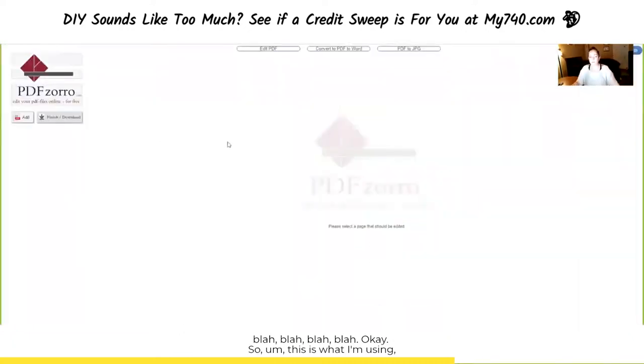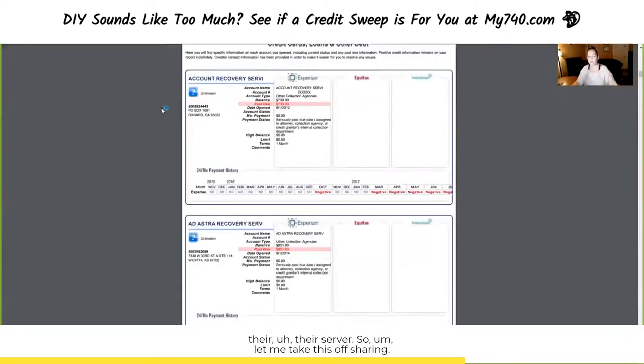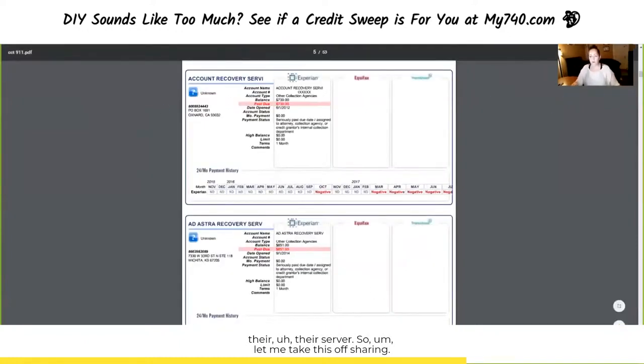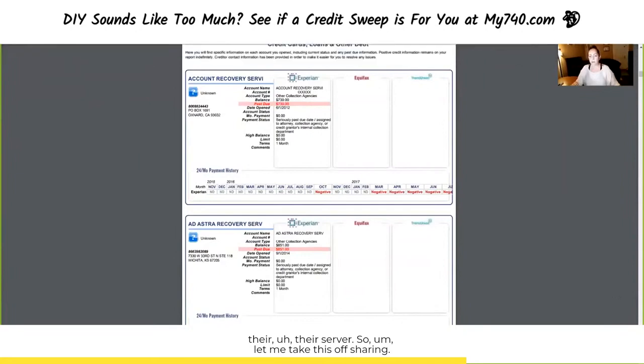So this is what I'm using, which I just landed on this evening, PDF Zorro. You can add a PDF in there, and you can redact information, black it out. You can erase things. You can put a 50-page report on there and then erase certain pages, meaning delete them from that PDF, save it to your computer, and then obviously erase it from their server. So let me take this off sharing.